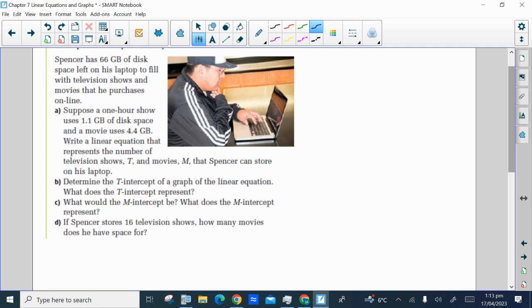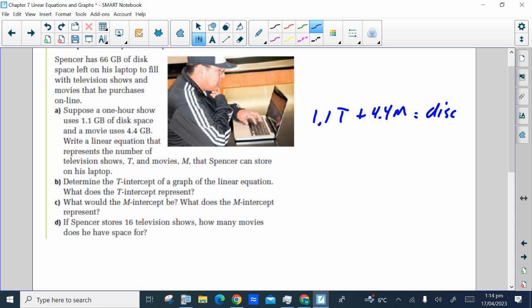So we are told that T is the number of TV shows, and M is the number of movies. Each TV show uses 1.1 gigabyte. So 1.1T would tell us how many gigabytes he has used for television shows. T is the number of TV shows times 1.1 gigabyte per show. Plus, M is the number of movies, and each movie is 4.4 gigabytes. So it'll be 4.4M will equal how much is on the disk.